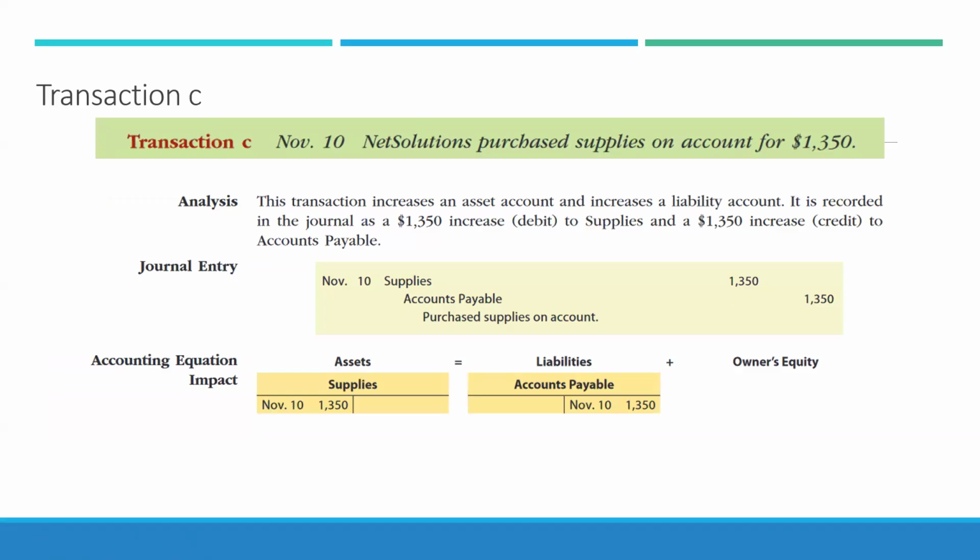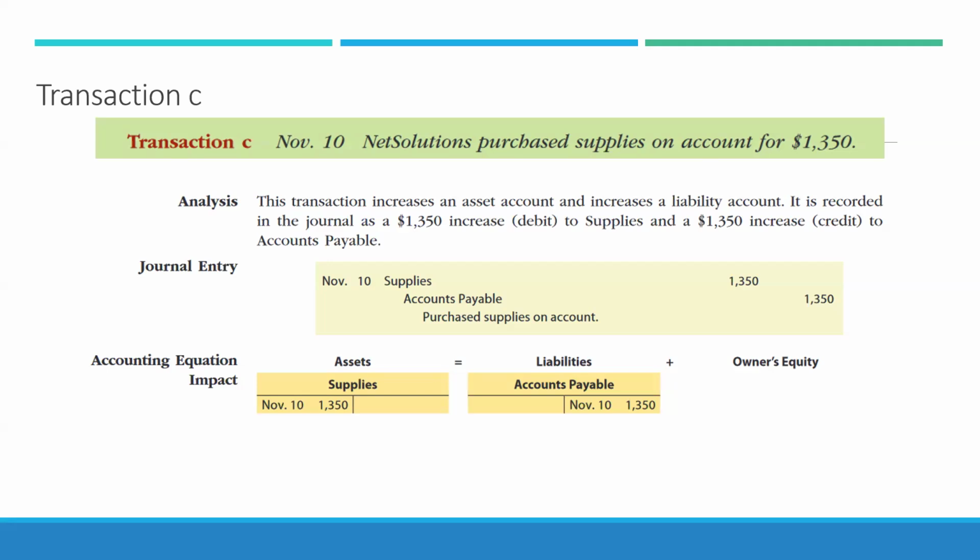Here's another transaction. Net Solutions purchased supplies on account for $1,350. The journal entry, we show the date of November 10th. We take our debit first. I always like to say, okay, what happened here? Well, we bought supplies, but we didn't pay for it yet. We owe them money. You know, I just talk it out loud. So what happened to supplies? Supplies increased. Supplies, when they increase, they debit it. So that's the first thing I'm going to put in here. Supplies got debited $1,350.